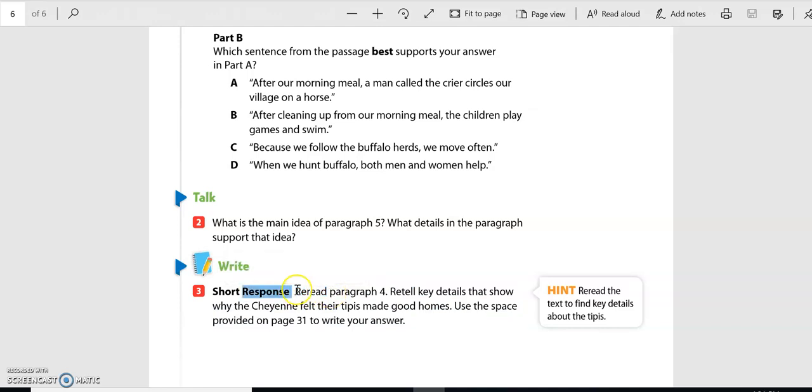So we know the prefix re means again. So we're going to read paragraph 4 again. That's our first step. My second verb tells me to retell, which means I'm telling again, but only the key details that show why the Cheyenne felt their teepees made good homes.